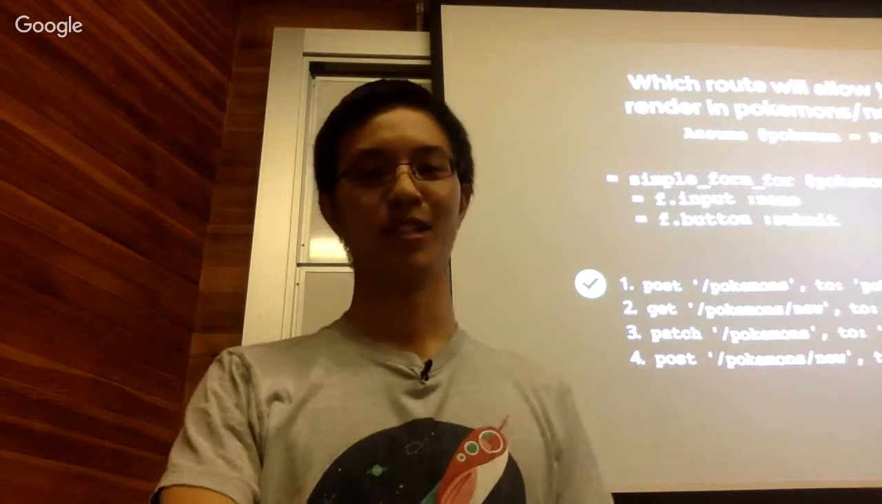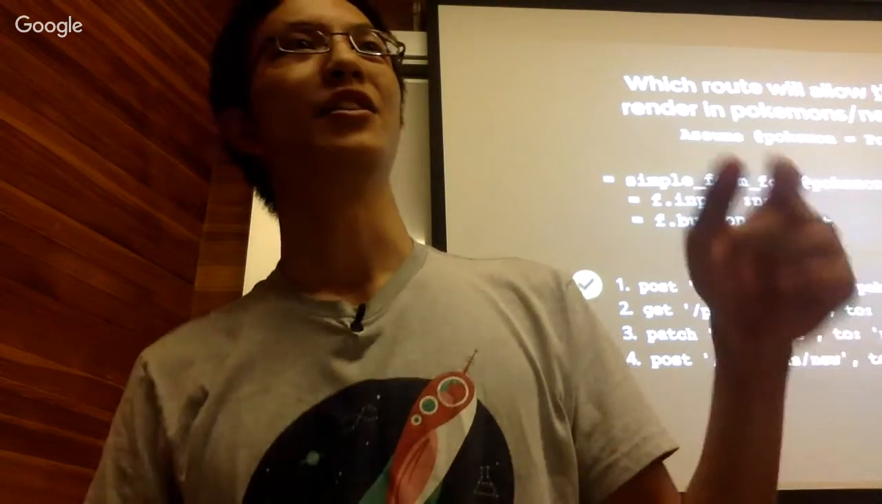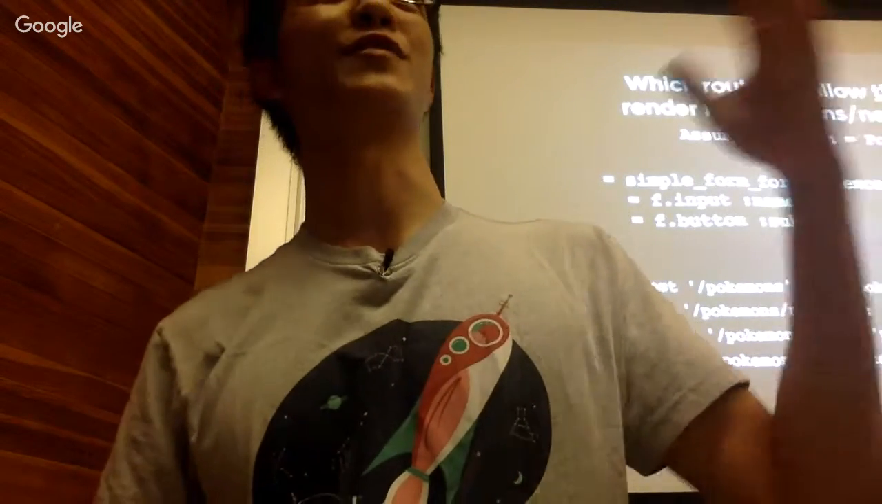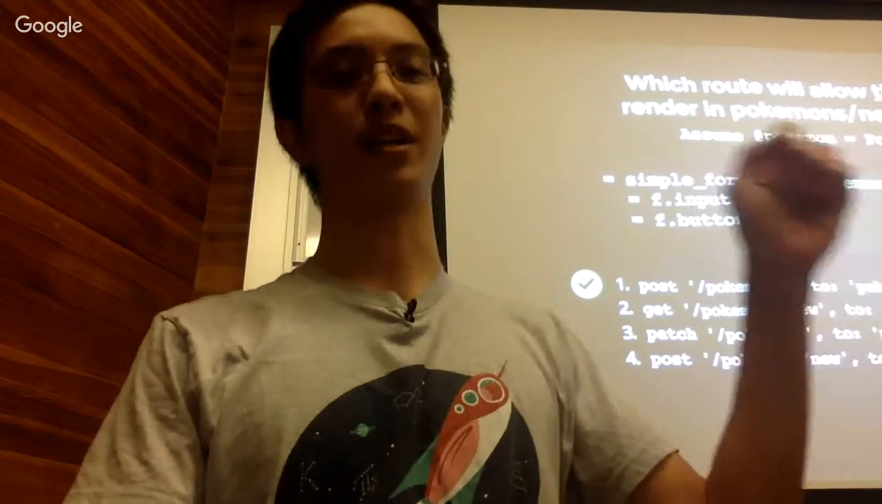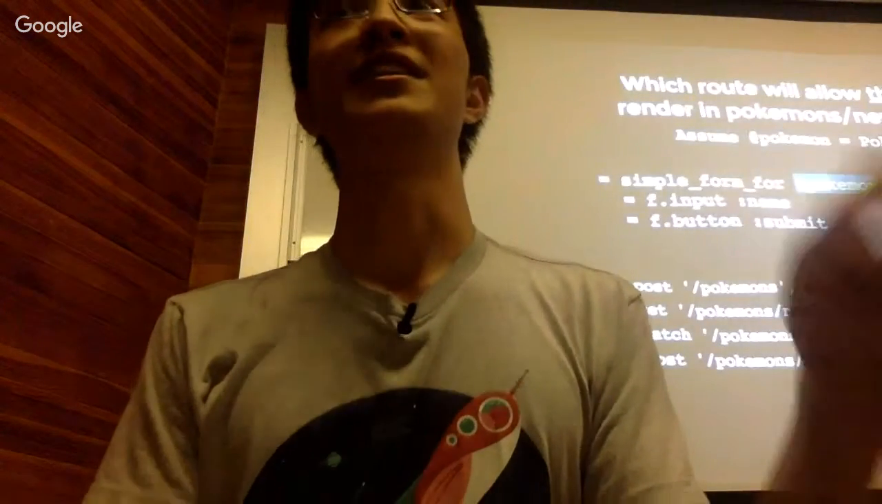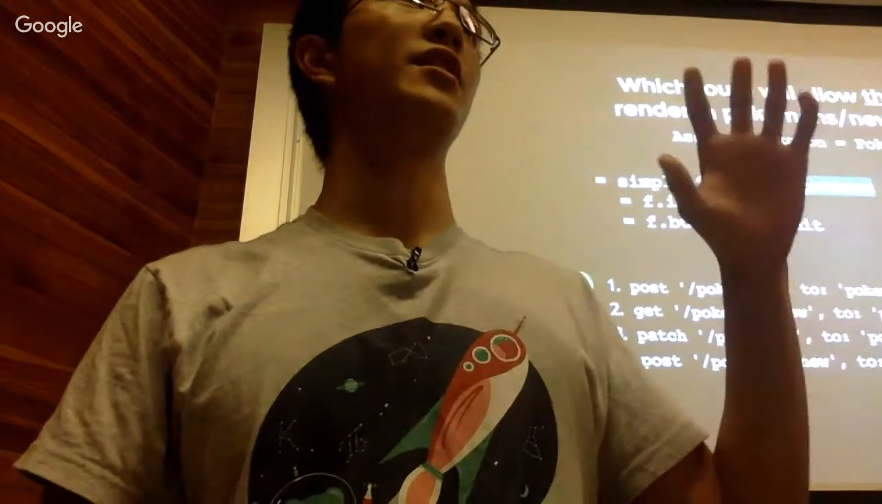So let's talk. Why? First of all, I said in the beginning that you need a particular route to exist for this form not to error when I write it. The reason for that is because when I write simple form, when I try to make a form for a particular model, so here, this is a new Pokemon I wrote in my controller, and now this is a new Pokemon. Now, the reason why the form needs a particular route in order to work properly is because simple form for is shorthand for this.